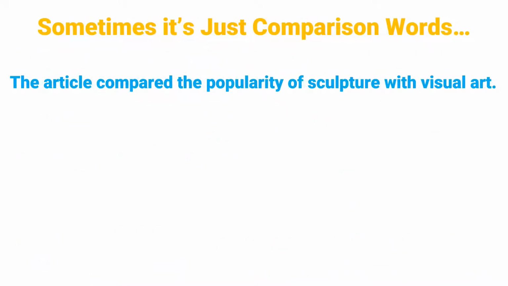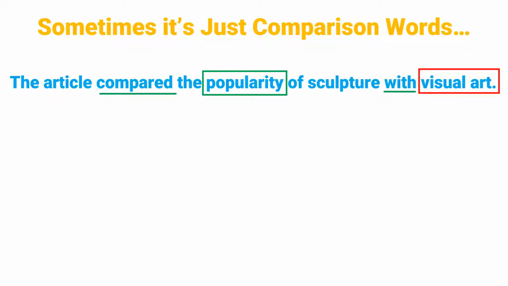Now, they don't always use an intro phrase to do comparisons. Sometimes they use just plain old comparison words, but the keys are the same. Identify very specifically and very literally what is being compared to what, and be very strict to make sure apples are being compared to apples. For example, the article compared the popularity of sculpture with visual art. Now that sounds okay, but let's get very precise on what is getting compared to what. Popularity is getting compared to visual art. That's wrong. We need to compare popularity with popularity.